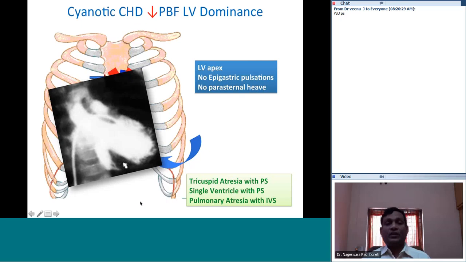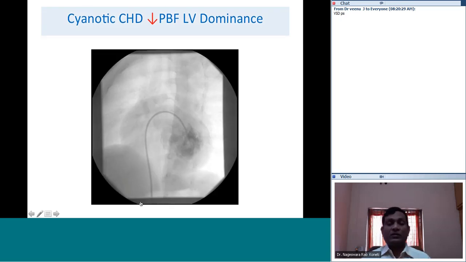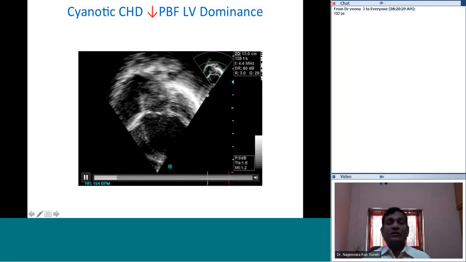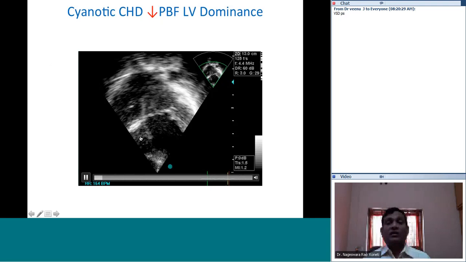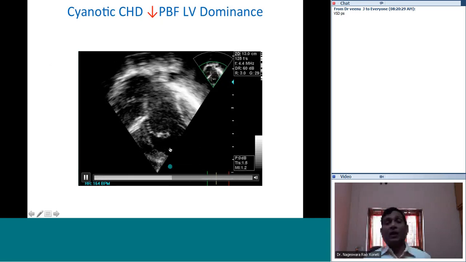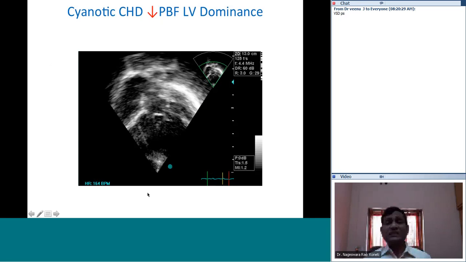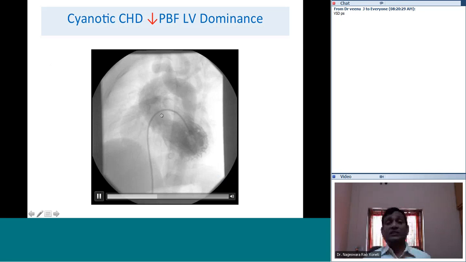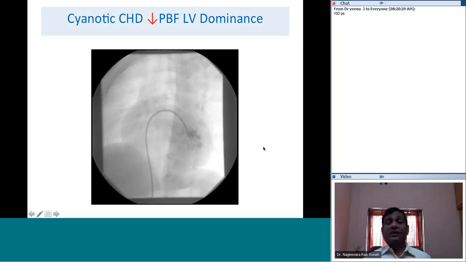So let us see a couple of examples. This is tricuspid atresia. You can see the right ventricle is too small and the left ventricle is dominant here. So that's how you palpate and appreciate the localized impulse. Similarly, in single ventricle, you can see only one ventricle giving rise to both the aorta and pulmonary artery, and when you palpate, you will see a localized LV.